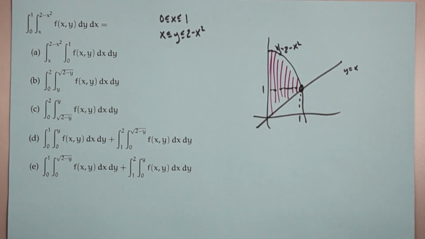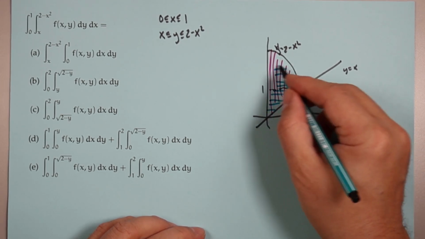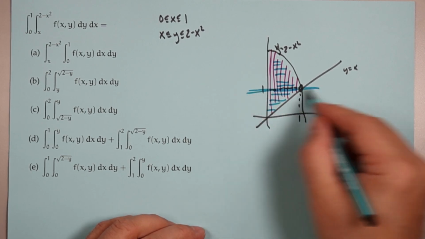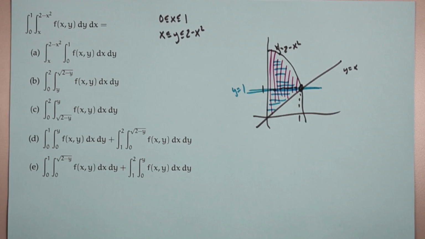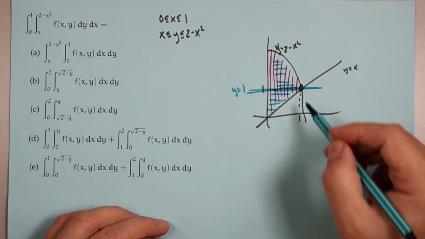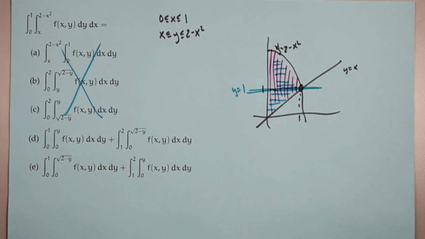Now, if we're changing the order of integration, we're going to be going to horizontal slices, these kinds of slices. And what do we see right away? There's a change at y equals 1, which means a change in bounding curve, which means it can't be any of these because it's going to have to be two integrals. So we've already knocked it down to two cases.